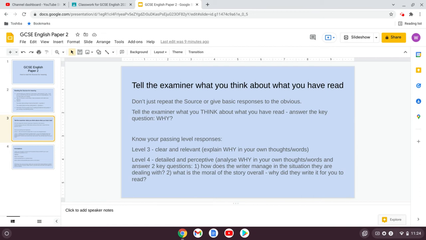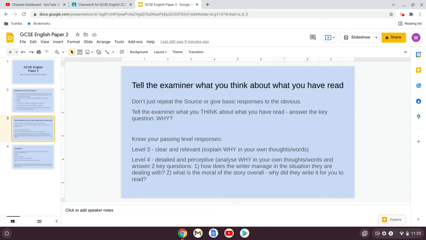So know your passing levels. What are you trying to achieve in your answers for questions 2, 3, and 4? Level 3, level 4. So level 3, clear and relevant. You are clearly explaining with relevant terminology and relevant quotes. So you're explaining why the character's doing this, or the writer's doing that, or thinking this, or doing that, in your own thoughts and words. Level 4, detailed and perceptive. So you're going beyond just explaining the story in your own words to questioning the story in your own words.